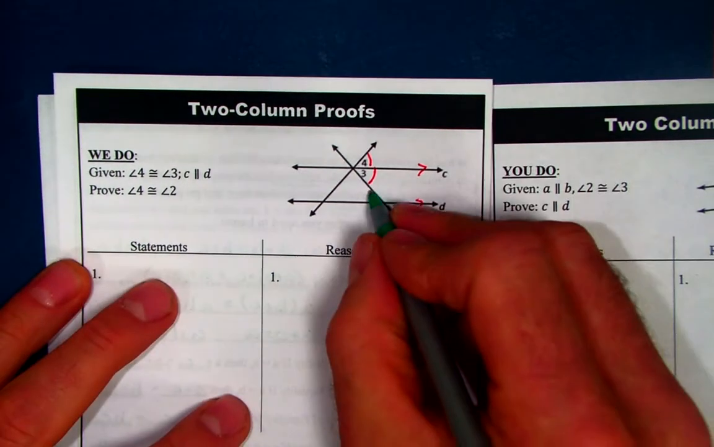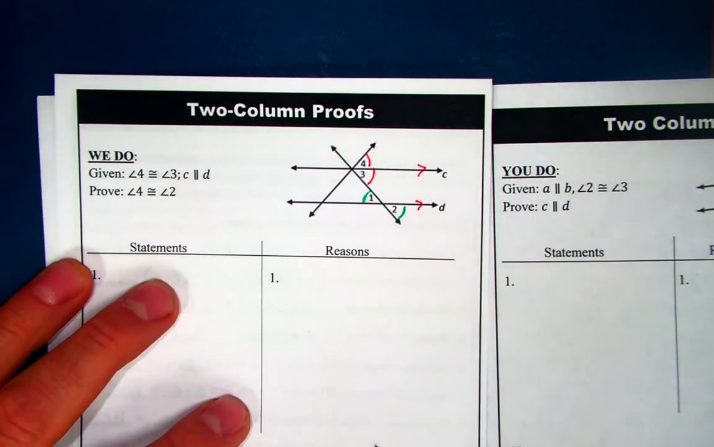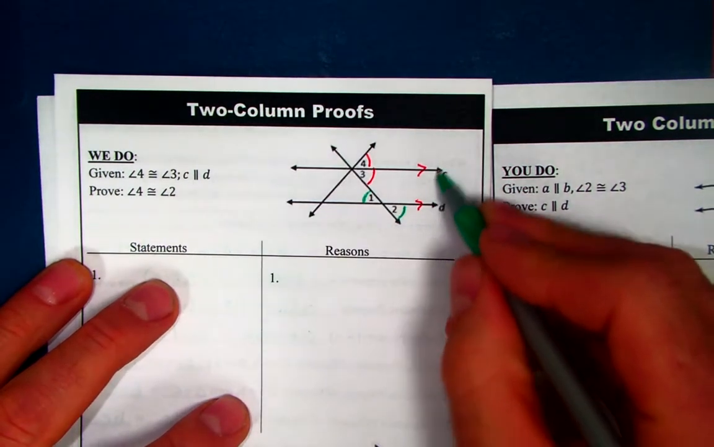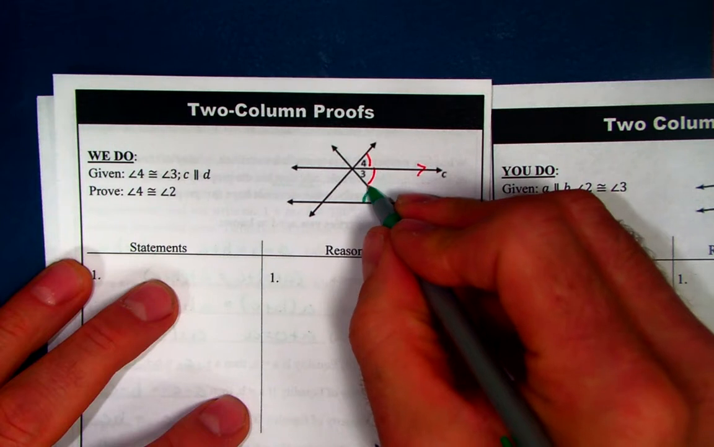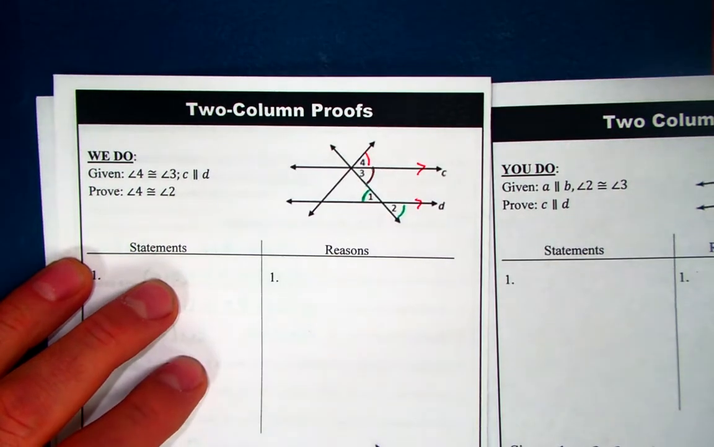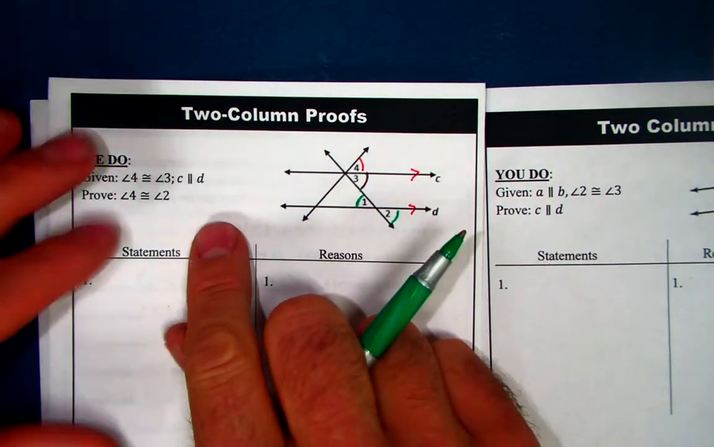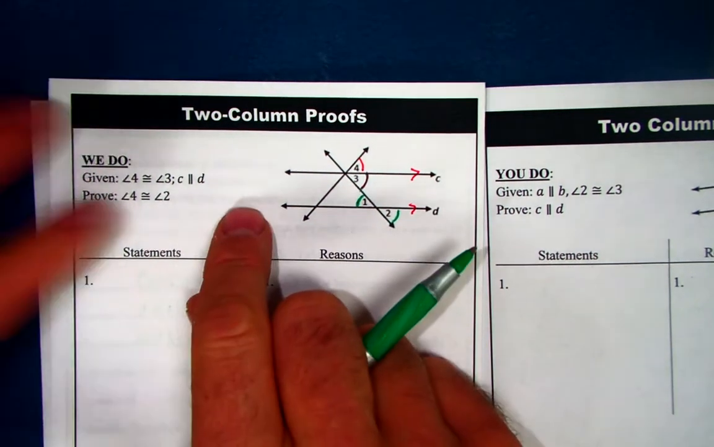Well, we know 1 and 2 are the same measure because they're vertical. And since these lines are parallel, we also know that 1 and 3 are the same measure because they're alternate interior. Okay, so just things that I know to be true. This is how I do a proof. And really, I would probably do this somewhere else, not right above it, but just some scratch work.